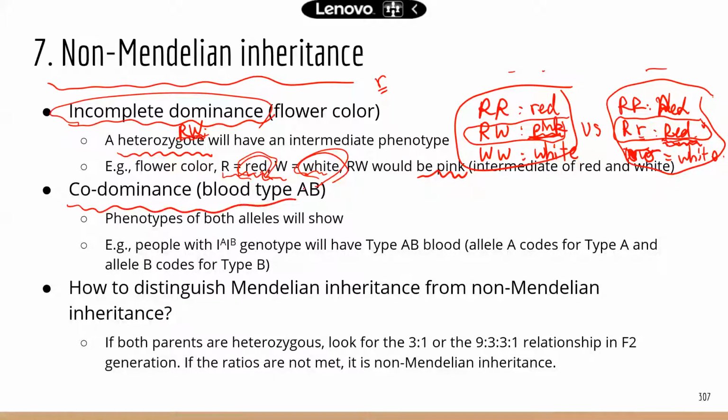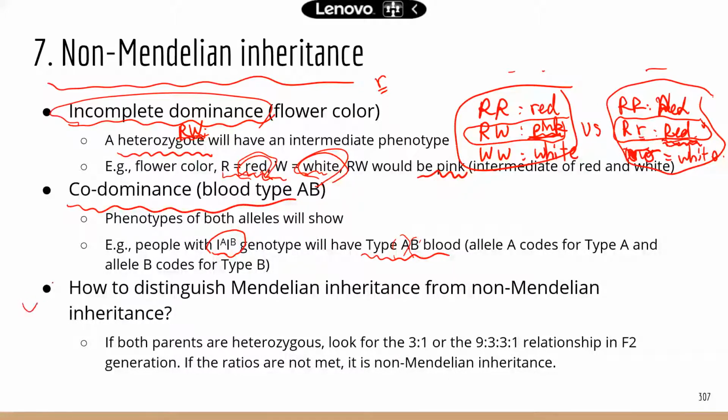The second type of inheritance that does not follow Mendel's law is codominance. That's when both alleles are dominant. So they're going to be codominant, and they're both going to be expressed in the offspring. For example, people with allele A and allele B for blood type are going to have type AB blood because both alleles show, right? So they will both generate their corresponding antigens on red blood cells. So you're going to have both antigen A and antigen B on red blood cells, and that's what determines that you're going to have type AB blood.